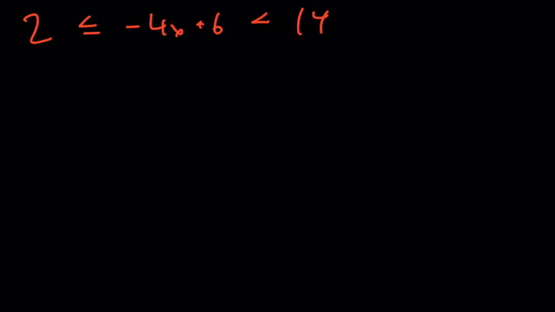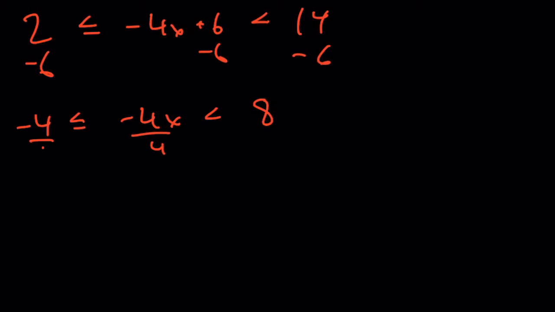So now what we're going to do is simply do an order of operations, and just watch how I do it, learn, and then you should be able to replicate. First things first, subtract 6. So subtract 6. Negative 4 is less than or equal to negative 4x, which is less than 8. Okay, simple enough. Essentially, you're doing two equations at once combined into one. And then now I'm going to divide by 4. Negative 1 is less than or equal to negative x, which is less than 2.